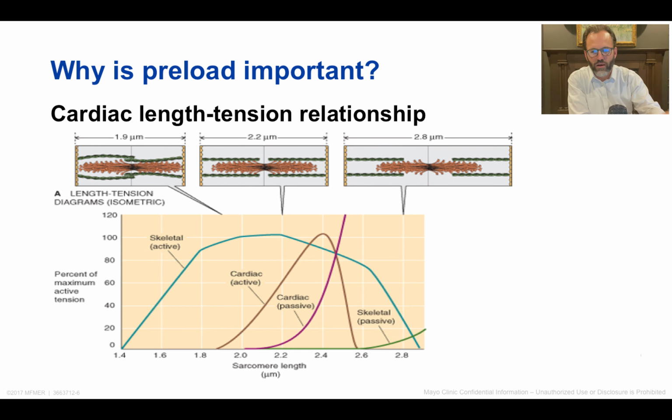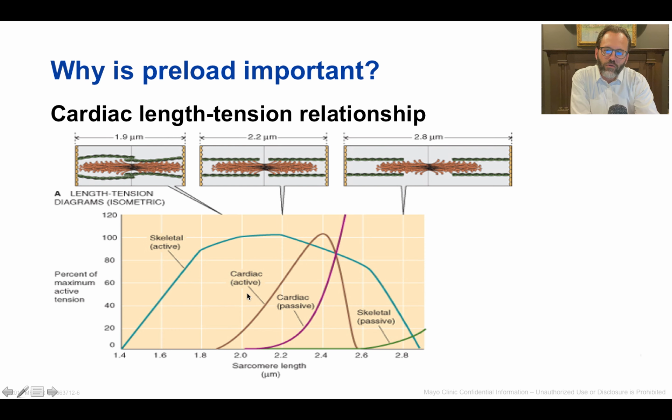But at that midpoint, that sweet spot of optimized overlap of actin and myosin, these thick and thin filaments, that is where you can really start to generate your maximum amount of force. And at very long lengths, you don't have the optimal overlap. At very short lengths, again, you've got that collision of certain parts of the ultrastructure of the sarcomere.